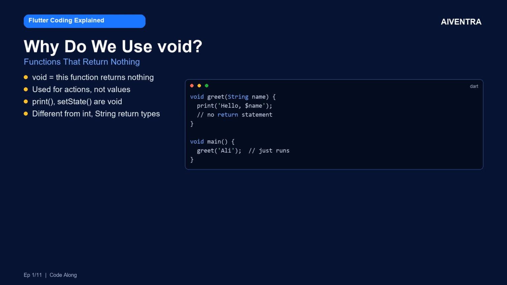Look at our example. We wrote void greet with String name in parentheses. Inside the function, we print hello and the name. Notice there is no return keyword. The function runs, prints the message, and that is it.